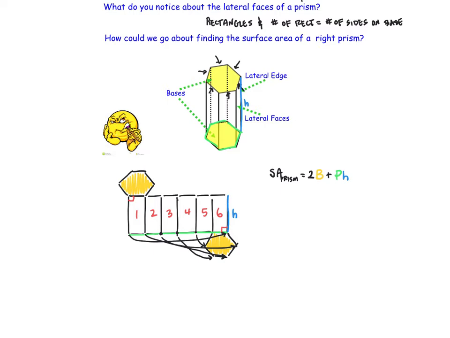So let me define these again. B is going to be equal to the area of the base. Okay, P is going to be the perimeter of the base.